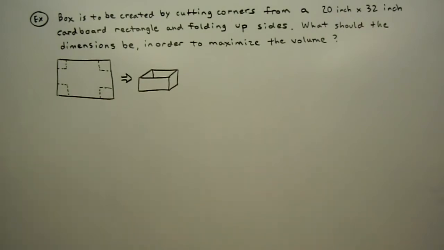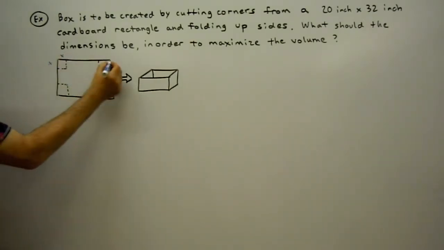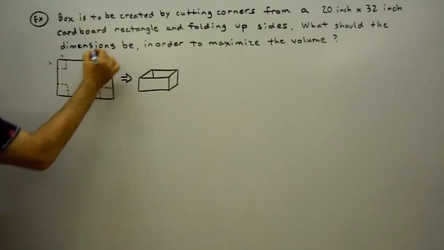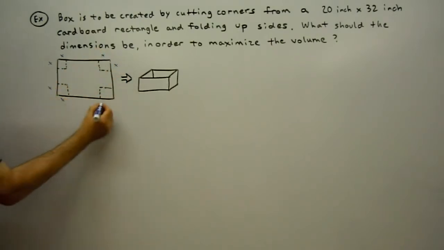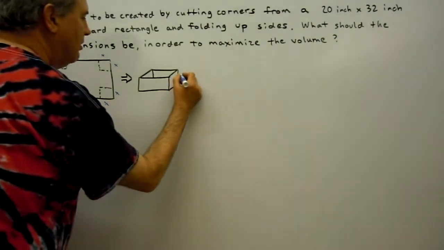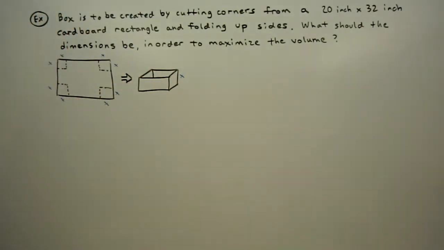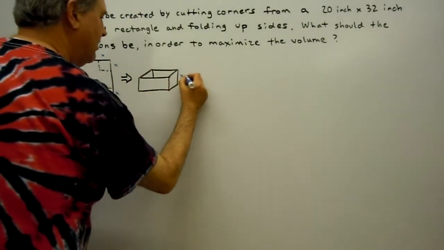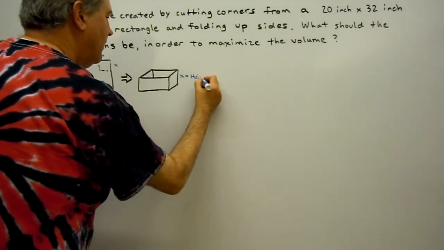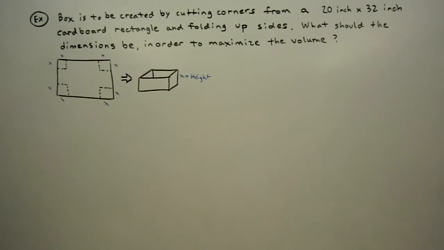So here's what we're considering. We're going to be cutting away 4 equally sized squares from the rectangle. And they have to be the same because they're going to be forming the height of the box on all 4 sides. So that x would be the height of the box once the 4 corners are folded up.